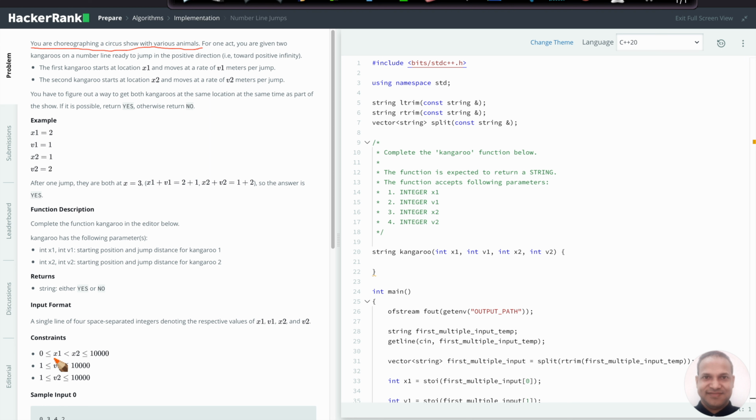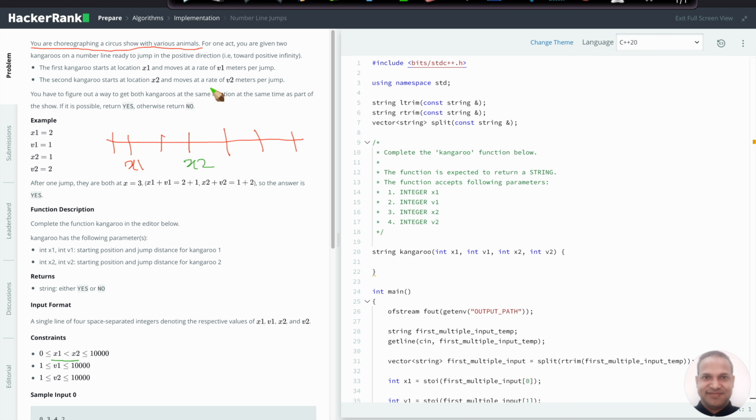Constraint: 0 is less than or equal to x1, which is less than x2. That means it will be something like this. Suppose this is the line, and suppose x1 is here, then x2 will be on its right-hand side. x2 should be greater than x1. That's what is written.